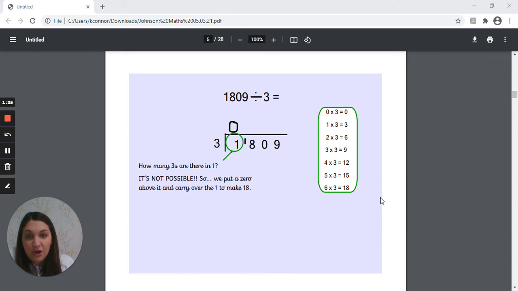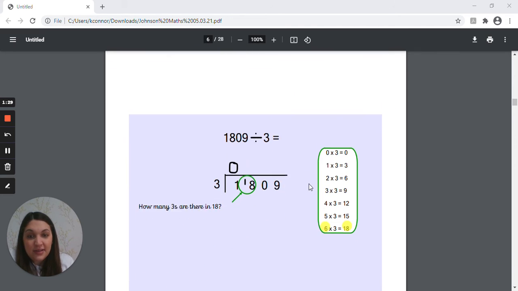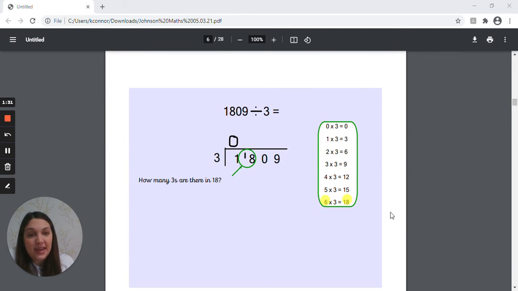We put a 0 on top and carry it over to make it 18. And then we ask ourselves, how many 3s are there in 18? And you can see on the right-hand side there, we've written out the times tables to help you. And there are 6 3s in 18.